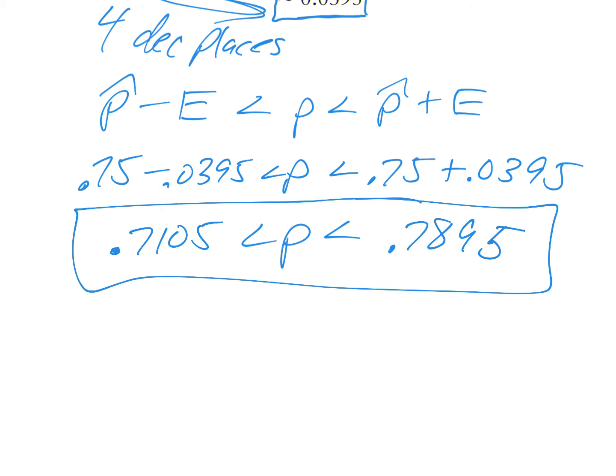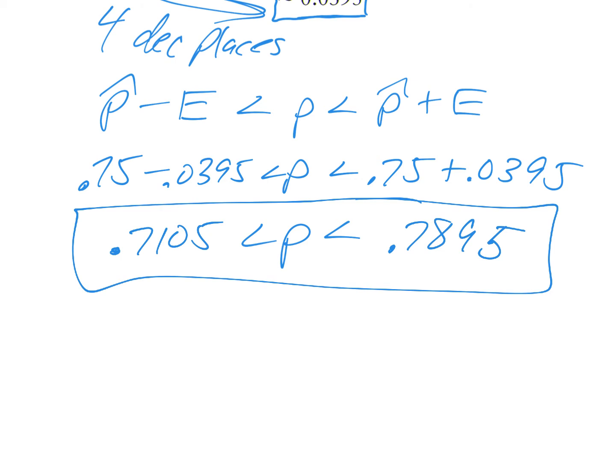So now the interpretation. I am 99% confident that the true population proportion P is in the interval from 71.05% to 78.95%. So hopefully you can see why I want 4 decimal places. It just sounds better, 71.05, 78.95, instead of rounding it to whole numbers. So this, ladies and gentlemen, is how to find a confidence interval for the population proportion.